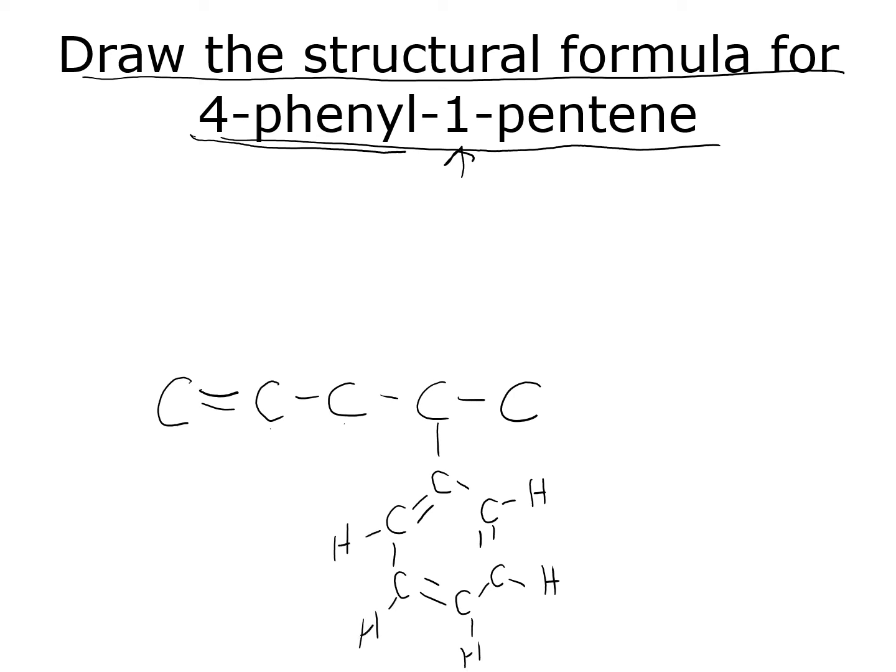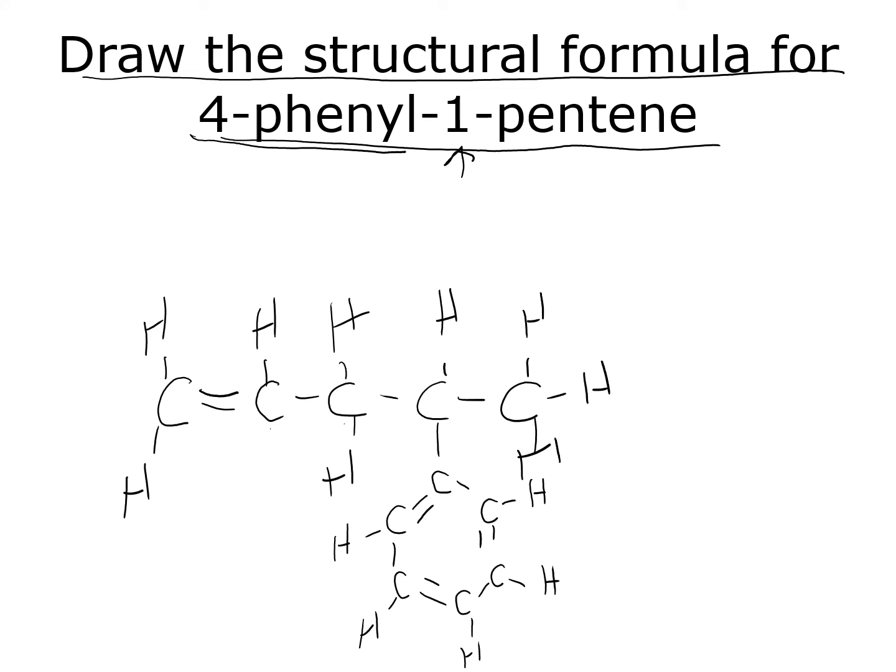And there is my phenyl. Now, the last thing you always want to do in structural formulas is make sure carbon has 4 bonds. So I need to draw some hydrogens. For my first carbon, my second carbon needs 1 hydrogen. The third one needs 2, just to make sure carbon has all 4 bonds. Okay, so there is our structural formula for 4-phenyl 1-pentene.